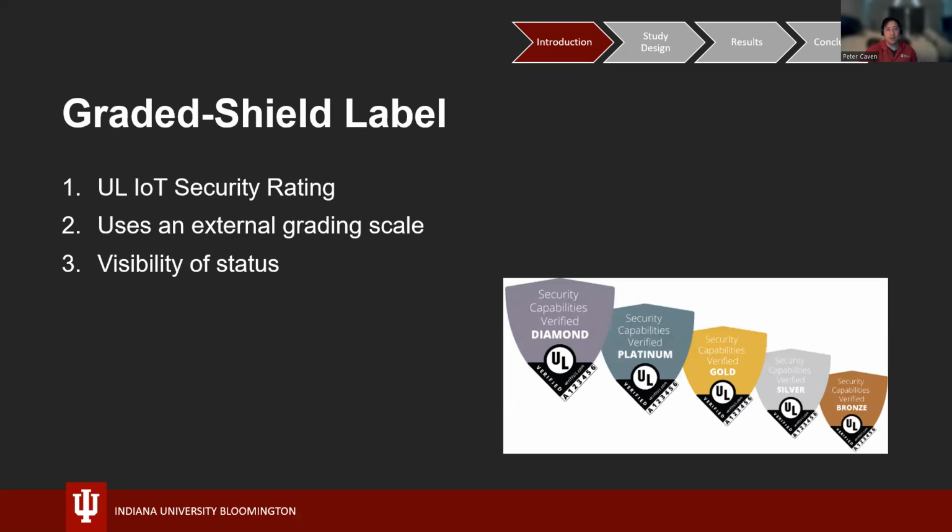Next, we'll look at Underwriters Laboratories' IoT Security Rating Program, which was first introduced in 2019. This label was based on its IoT Security Top 20 design principles and uses an ascending 5-level scale from high to low. And like the previous binary label, this label effectively conveys information without burdening the user with excessive cognitive load due to the visibility of status. We can refer to this label as the graded shield label throughout the rest of the presentation.